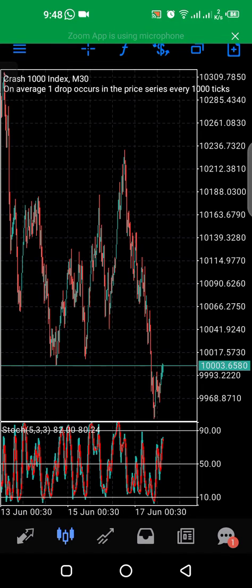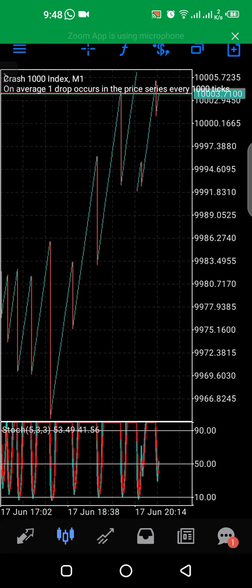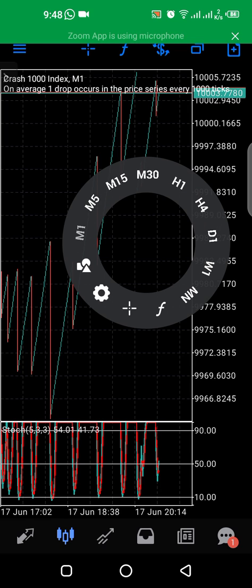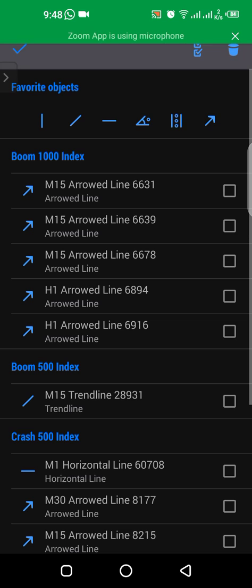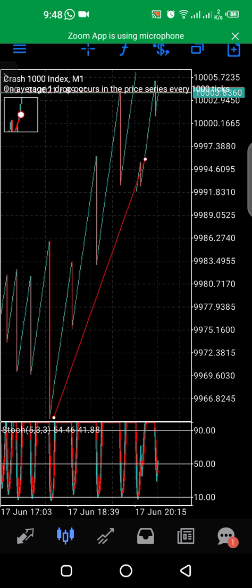I've shared my screen now, and let me go to M1 time frame. I understand the fact that some guys love trading on M1 because of the spike, but let's see what's happening on M1. You can see on M1 we have a very strong support.